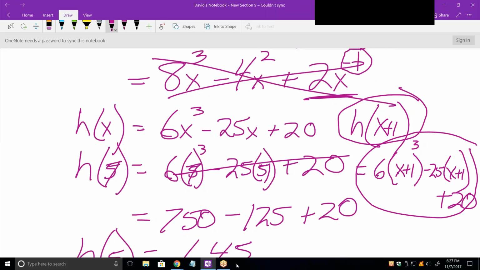Now, you're just being introduced to this, so they're just going to give you numbers for the moment. But if you go to any higher math, it doesn't have to be a number. It doesn't have to be a 5 or a 7. It could be x squared. It could be x plus 1 divided by x minus 1. You can put in any function you want inside those parentheses, and whatever's in the parentheses, you stick in for x.